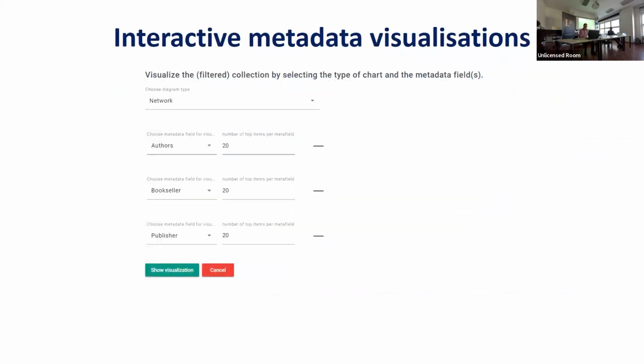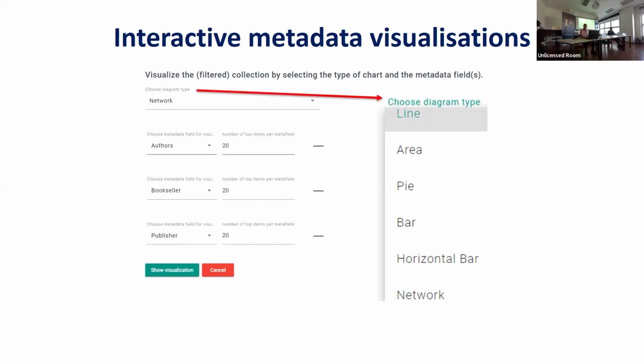All the metadata visualizations are interactive. We didn't want to have fixed visualizations at all, because it's up to the researchers, up to your research question, what metadata fields you need. So you can select which fields you'd like to visualize and what types of visualization you'd like to use. Line, area, pie, bar, and horizontal network charts are offered in AVOBMAT these days.